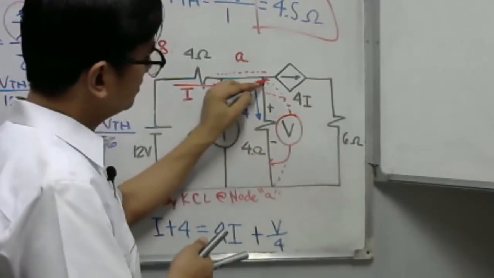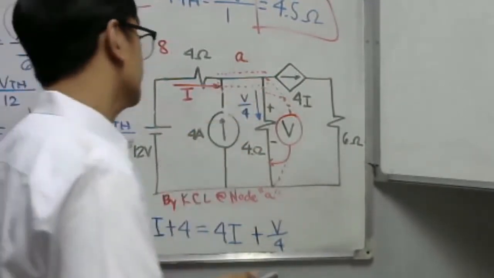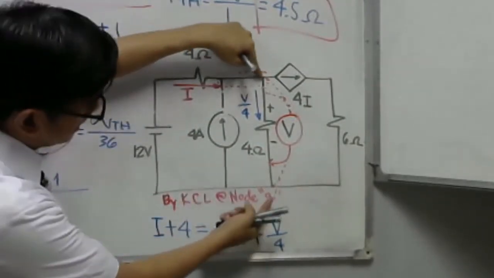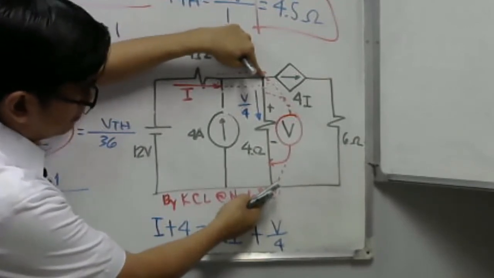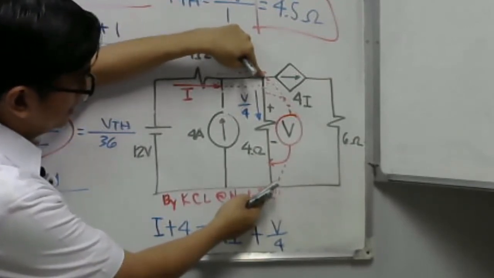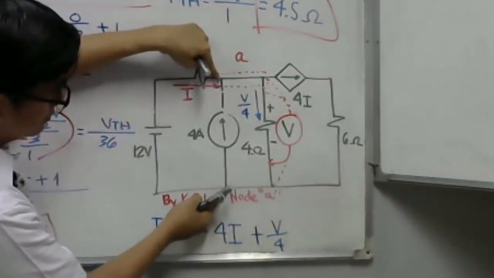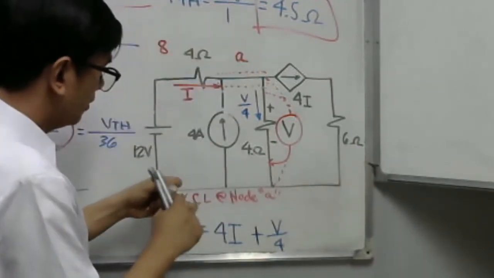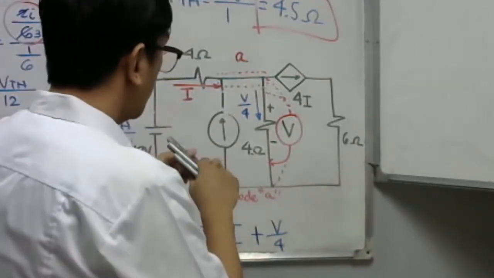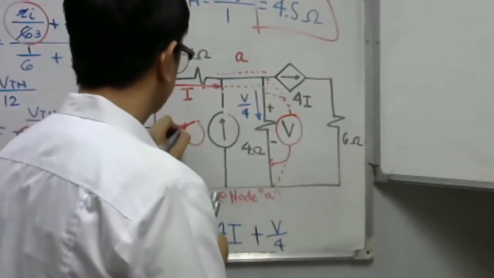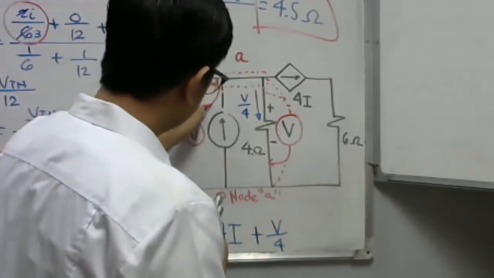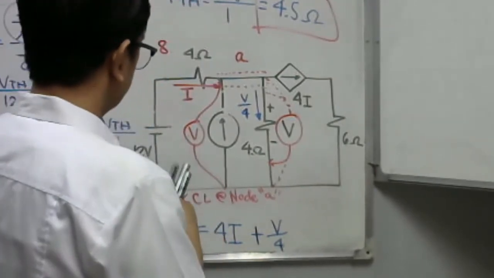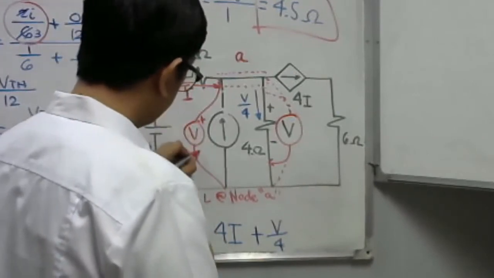You can put the positive terminal here at node A. It's the same, no? So there is a voltmeter V here. Can we transfer the voltmeter here? Yes or no? Yes, because they are just connected in parallel. So we can put our voltmeter V here. There you are. So we have here a positive and a negative.